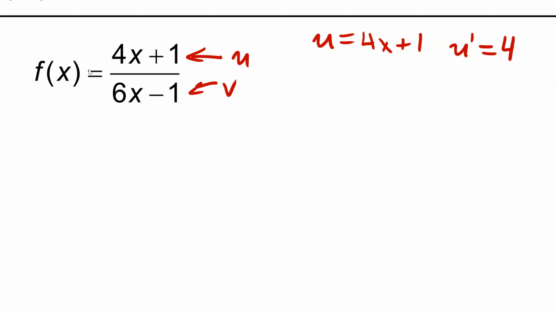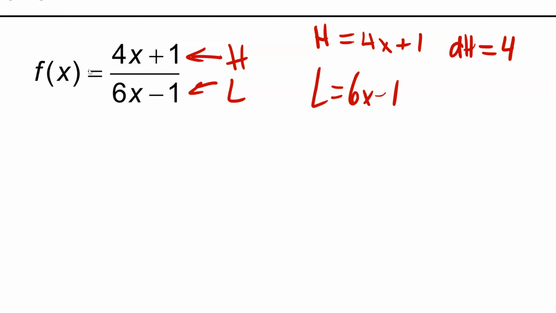Why are we doing low D high? We are. But I'm figuring out what the high is and what the D high is. Sorry, let me write it that way. High, low, D high, low, 6x minus 1, and then D low is going to be 6. Cool.